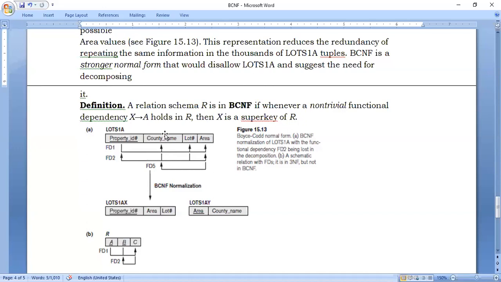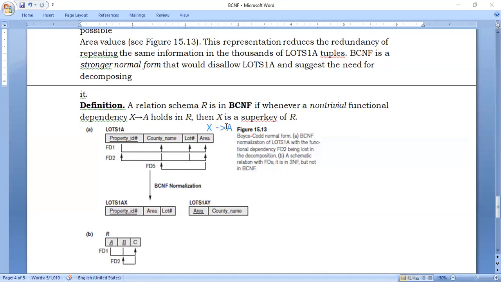When this functional dependency holds, in this case what is our X? Our X is area, which determines A. A means what? Country name. So in this case, area is X and A is country name. As per the third normalization rule, this X should be a super key. So is area a super key? No. So the first condition becomes false.